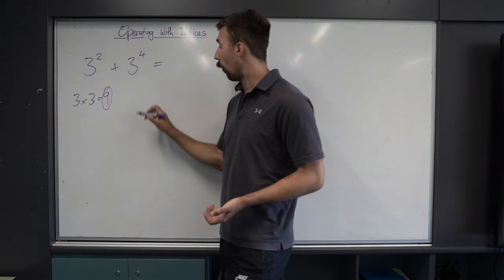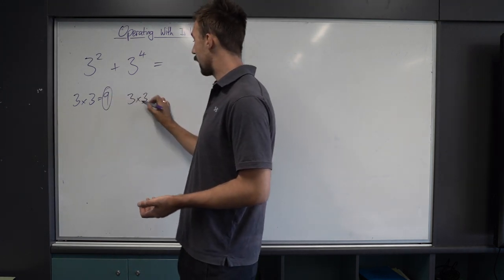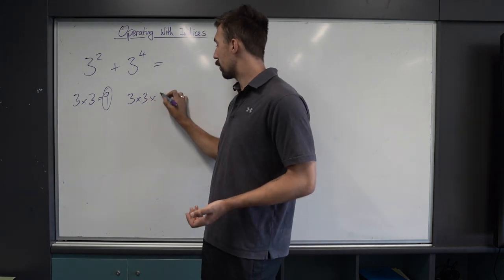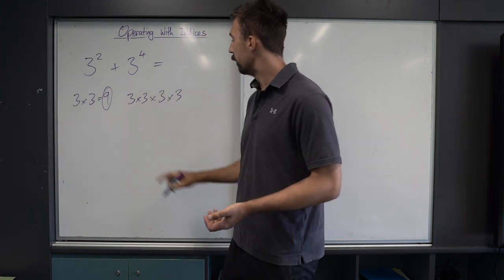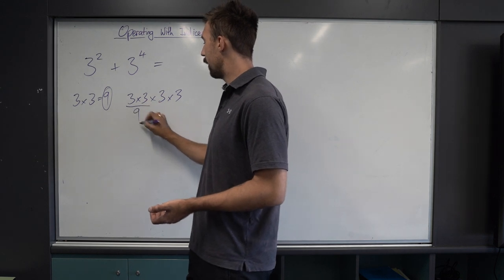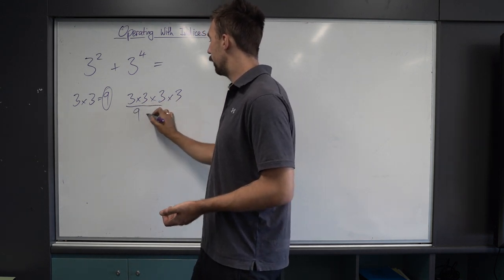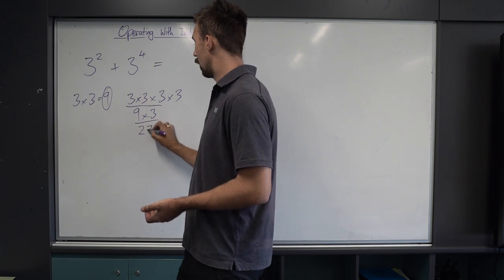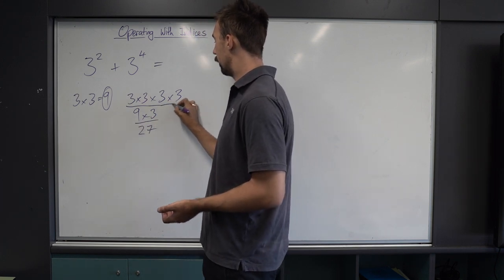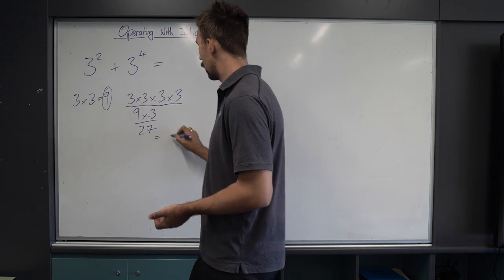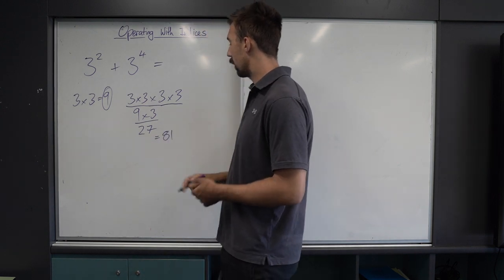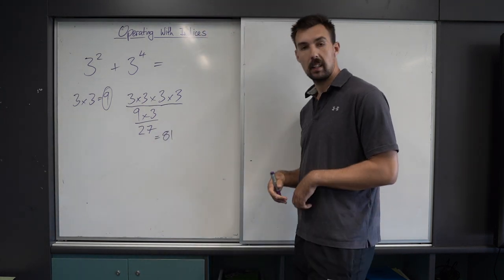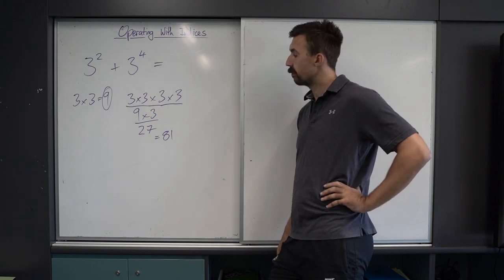3 to the power of 4 is 3 times 3 times 3 times 3. 3 times 3 is 9, times 3 is 27, times 3 again equals 81. Done. That's the first one.